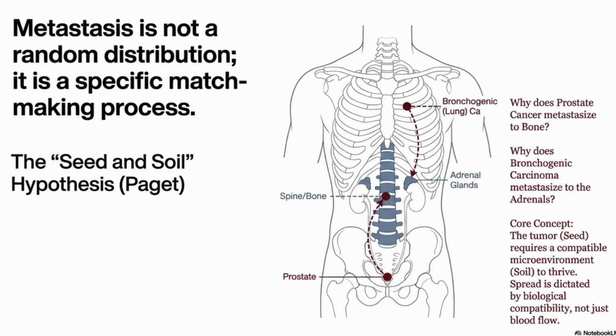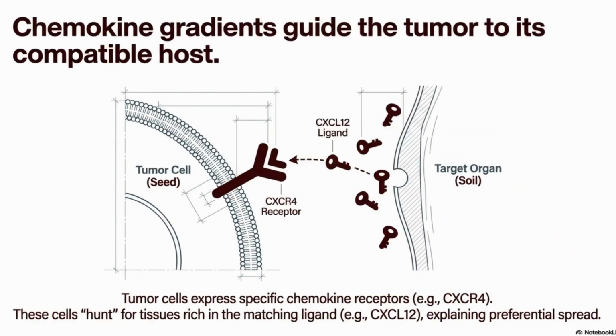Next one is the seed and soil hypothesis. Why does prostate cancer go to bone? Why does bronchogenic carcinoma go to adrenals? It's about chemokine receptors. For example, CXCR4 on tumor cells seeking CXCL12 in the soil.